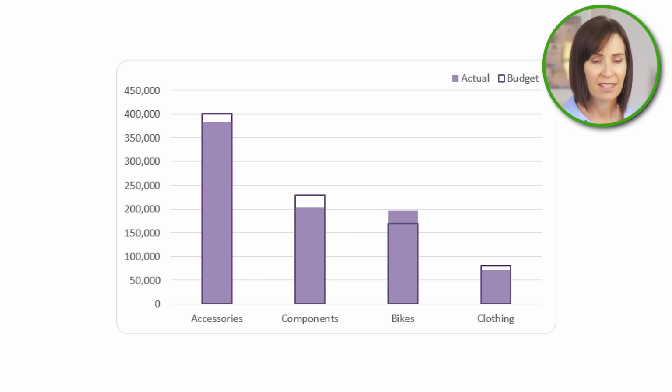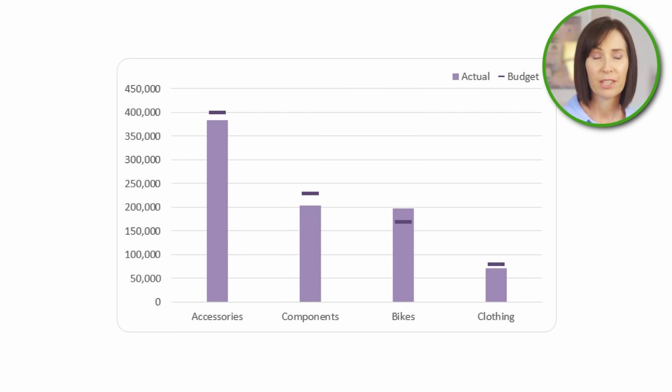If you're measuring against a target, you can align columns on top of one another with one filled and one an outline to create a thermometer effect like this with actual and budget values. Alternatively, you can use a marker to indicate the target value.